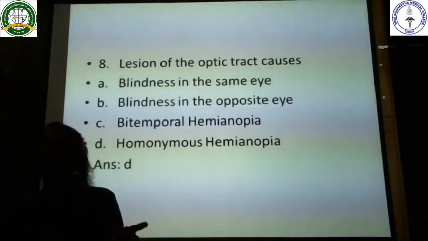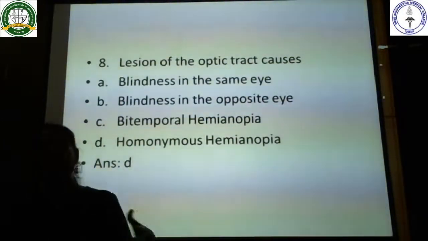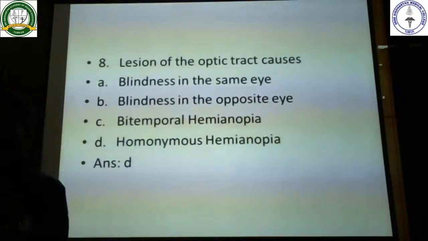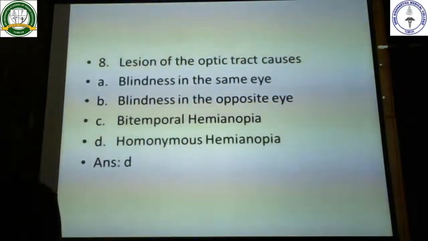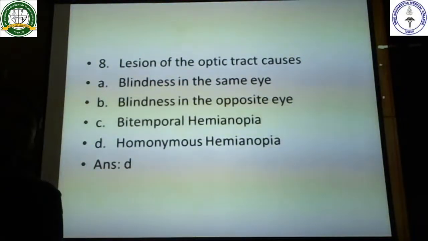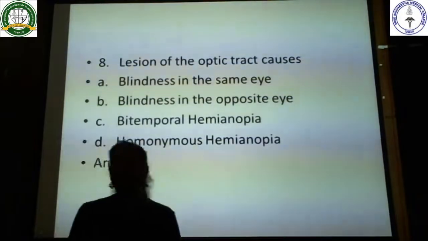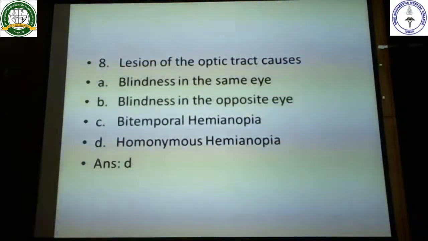Either you can take it, if it is on the left side, it is nasal fibers, and on the right side, temporal fibers. So it is homonymous, on the same side: nasal fibers of the left eye and temporal fibers of the right eye. So you see homonymous hemianopia, which we have explained in the class. So lesion of the optic tract will cause homonymous hemianopia.